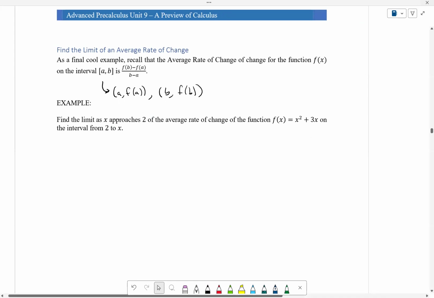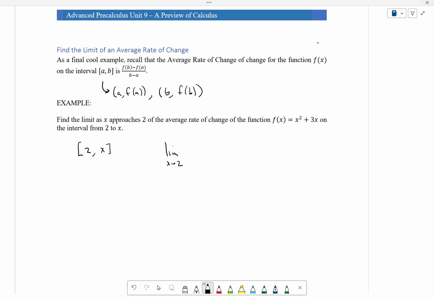So in this example, find the limit as x approaches 2 of the average rate of change of the function on this interval from 2 to x. So I'll make this interval from 2 to x. Average rate of change is saying to find the limit as x approaches 2. I know this is a novel problem for you, so I'm just going to follow my nose. We're going to have more insight into this in the coming days. This is a very important problem. Right now we're just looking at some mechanics of it. Limit of the average rate of change.